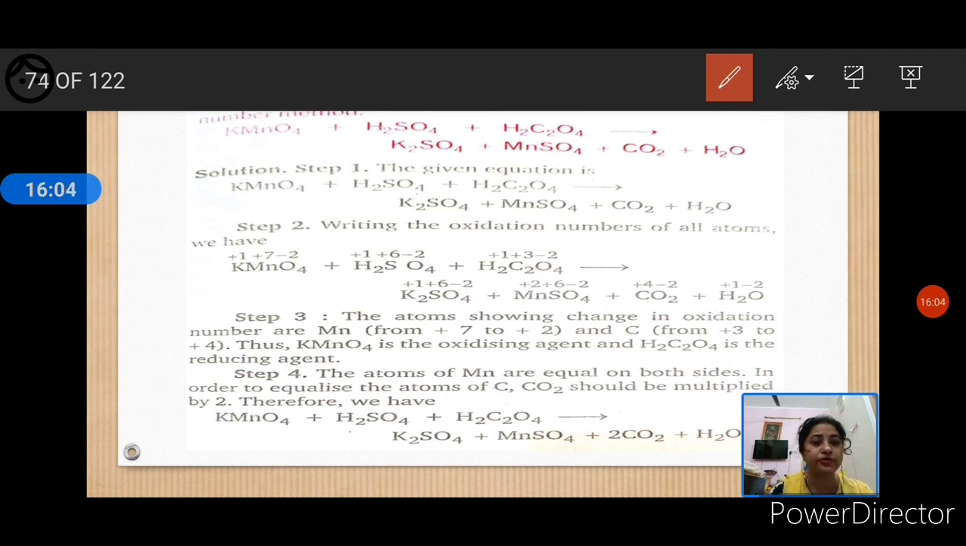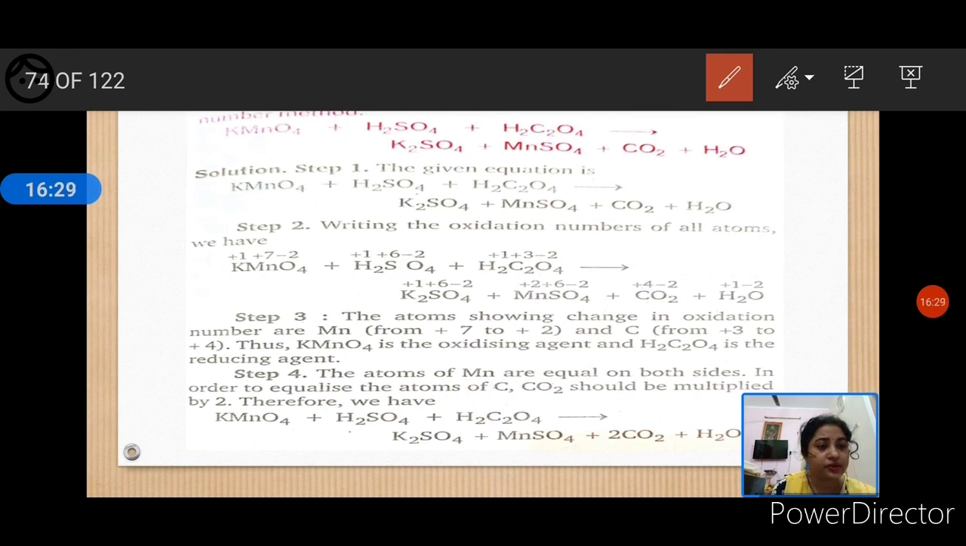I will move slowly here. Be very careful, children, to understand this balancing. The first step, we have to write the equation. Whatever is given in the question, first we will write the equation. Okay, first see in your book, later on you will solve in your copy, then I'll give you time to write. So you have written the equation.